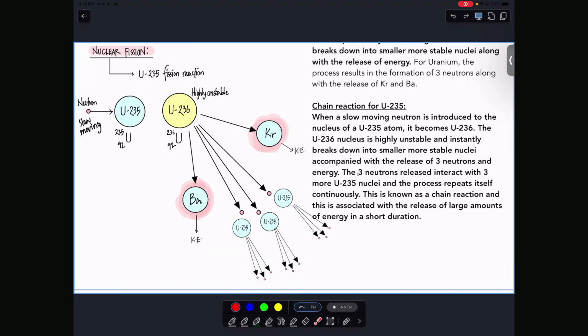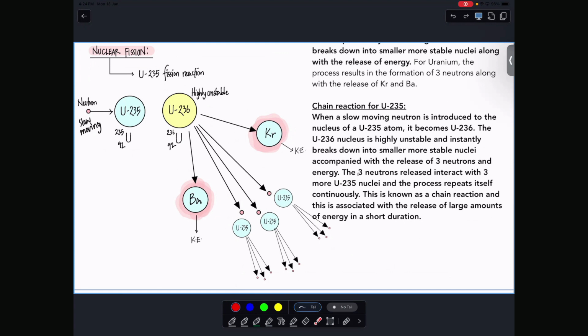Okay, so what are you supposed to know though? Define nuclear fission. Nuclear fission is the process by which a large unstable nucleus splits into smaller, more stable nuclei with the release of what? Energy. One common theme for both of them is that whatever they do, they release energy.